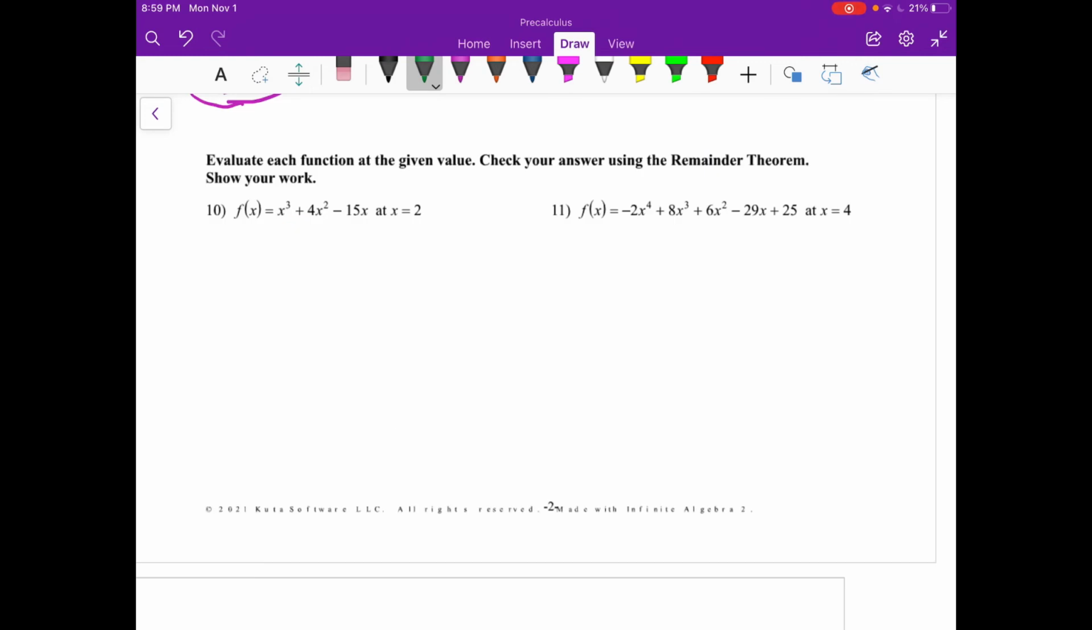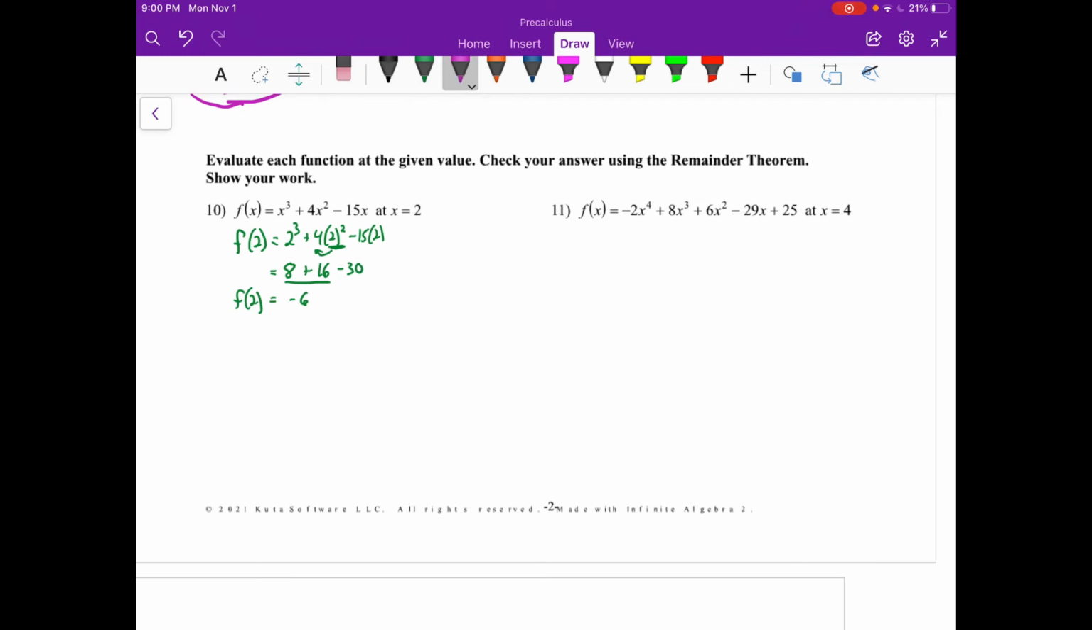For 10 and 11, it says evaluate each function at the given value. Check your answer using the remainder theorem. Show your work. So we're going to do this two different ways. Evaluate just means we're going to plug in 2. So f of 2 is going to be 2 cubed plus 4 times 2 squared minus 15 times 2. 2 cubed is 8. 2 squared is 4, times 4 is 16. And then minus 30. That is 24 minus 30, which is negative 6. So f of 2 is negative 6.